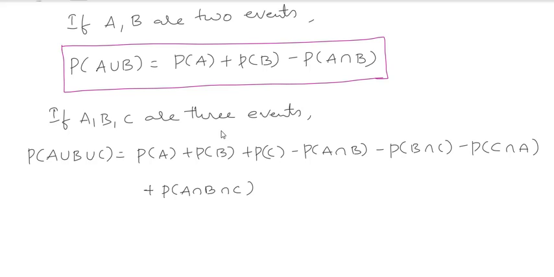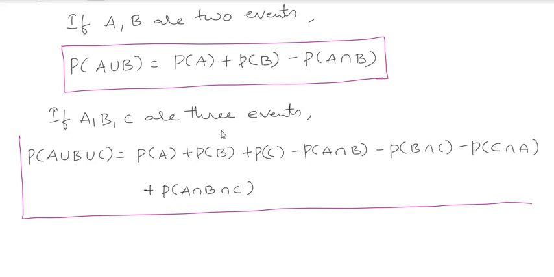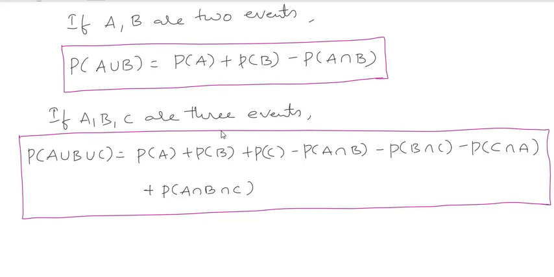Recently, in one of the previous GATE questions, they directly gave three different events. I will solve that problem, so don't worry. One of the previous GATE questions was based upon these three-event properties of probability. So just remember this property, and you will get it as the criteria.